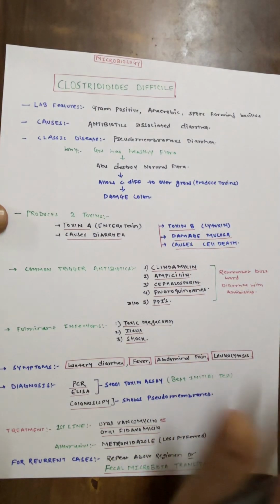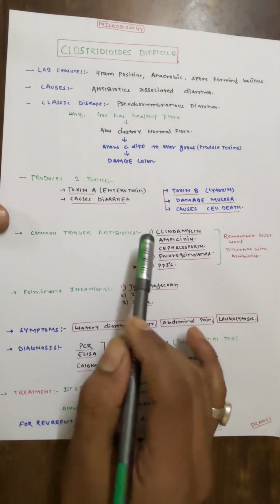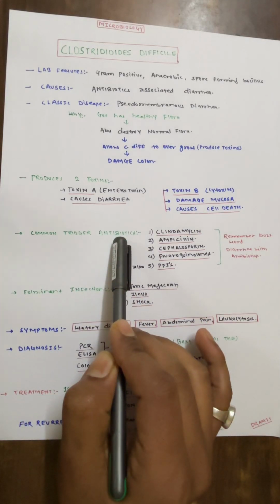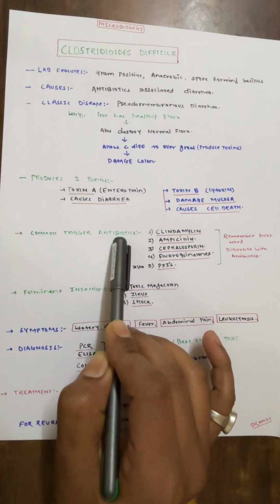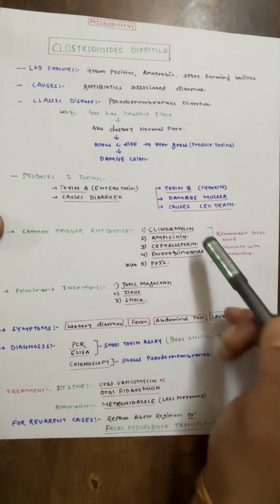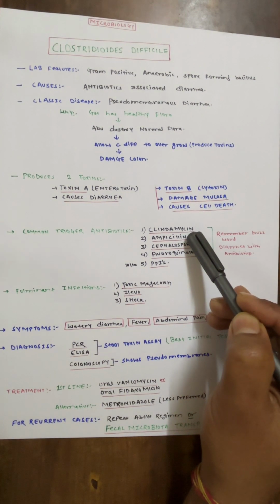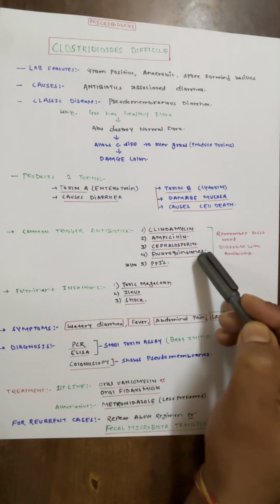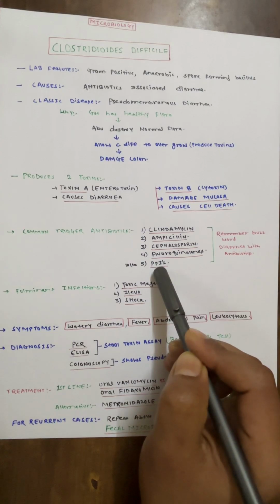Now moving forward, what are the common triggers, or we can say, what are the common antibiotics due to which this Clostridium difficile gets a chance to grow in our GIT? The common antibiotics are clindamycin, then the penicillin group, ampicillin, cephalosporin and fluoroquinolones. And also, though it's not an antibiotic, PPI. PPI group drugs are also common triggers for Clostridium difficile infections.